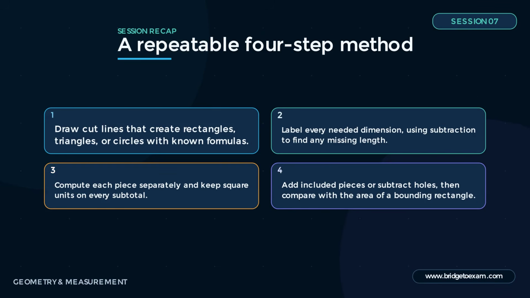Session recap. First, draw cut lines that create rectangles, triangles, or circles with known formulas. Next, label every needed dimension using subtraction to find any missing length. Then, compute each piece separately and keep square units on every subtotal. Finally, add included pieces or subtract holes, then compare with the area of a bounding rectangle.